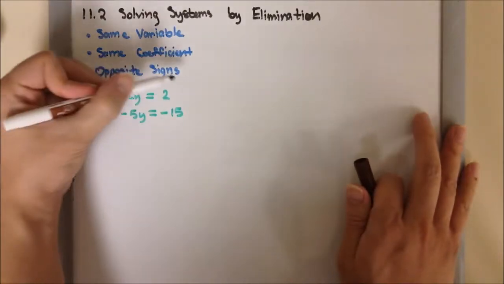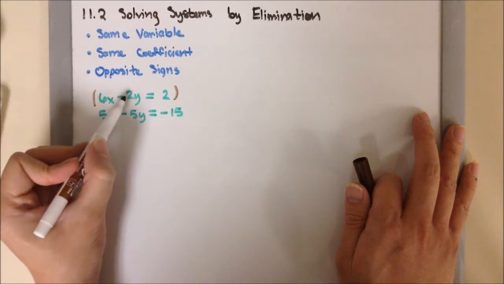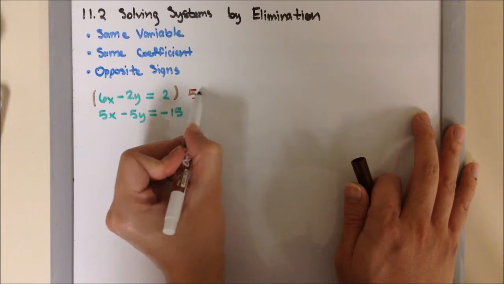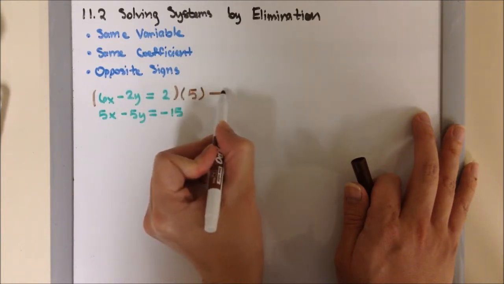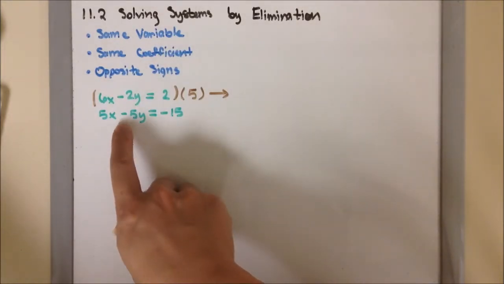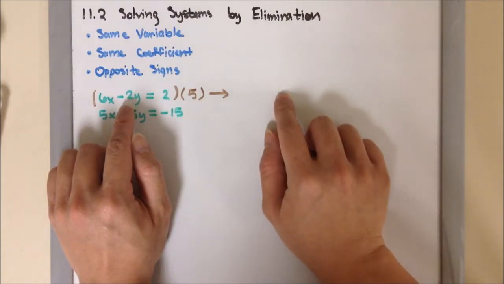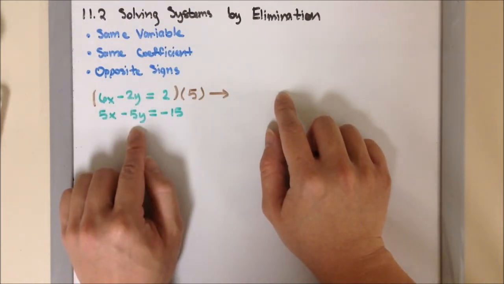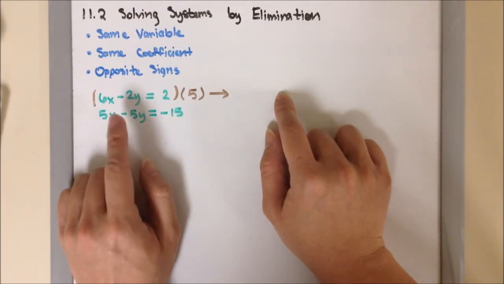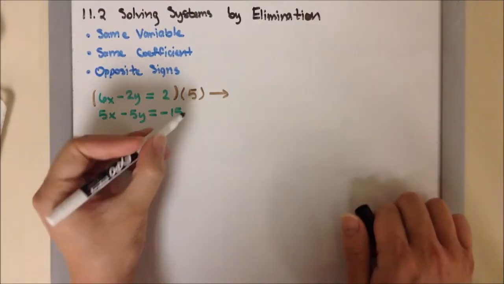So, if I want to convert 2 into 10, I'm going to multiply this by 5. Now, be mindful of this. They still have the same sign, so if I'm multiplying negative 2 with a positive, it's going to be negative for the y. So that means, in the second equation, that this y has to be positive. So if I want this y to be positive, then I'm going to have to multiply by a negative number.